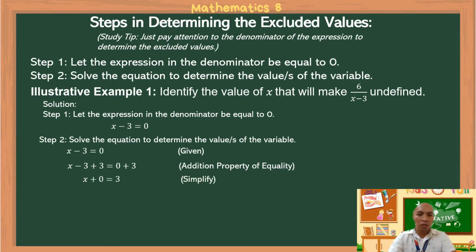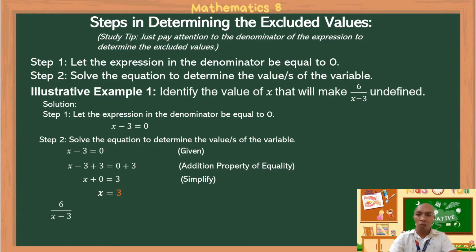So we have x plus 0 on the left, and 0 plus 3 is equal to 3. After which, x plus 0 is equal to x. So therefore, we just copy positive 3. So the value of x is equal to 3. And how do we know that this is correct?